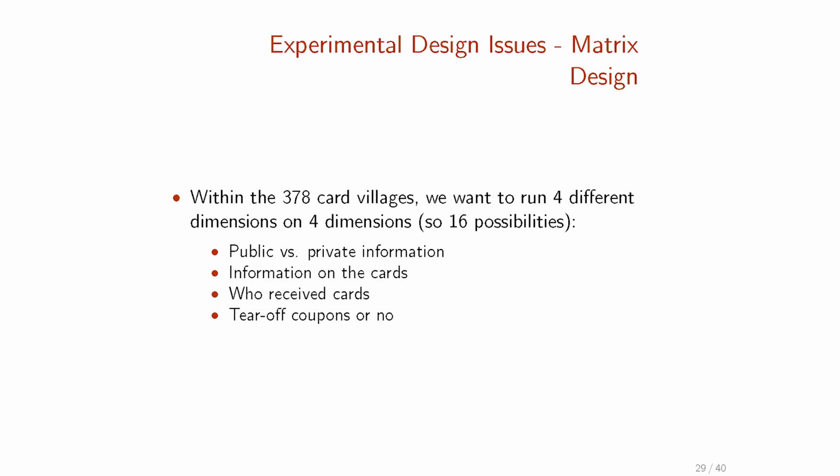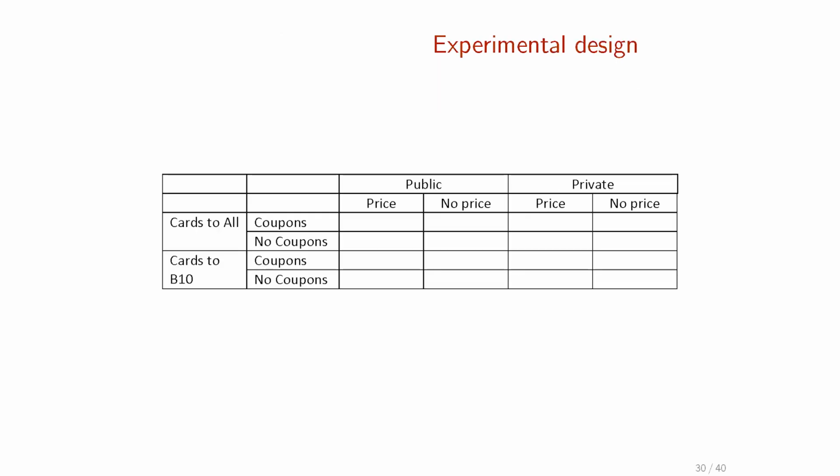So what this gives you is that you want to run 4 different dimensions on 16 possibilities: public versus private information, information on the card, who received the card, and the coupons. So it gives you this big factorial matrix, which in principle is completely randomized such that everybody is in there.